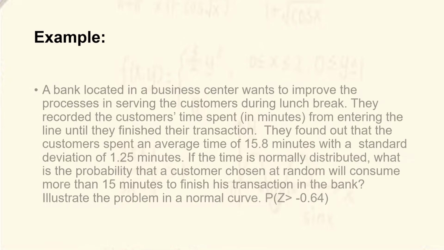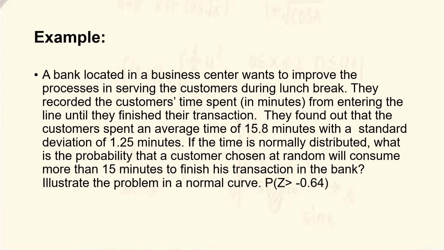For example, a bank located in a business center wants to improve the processes in serving the customers during lunch break. They recorded the customers' time spent in minutes from entering the line until they finished their transaction. They found out that the customers spent an average time of 15.8 minutes with a standard deviation of 1.25 minutes. If the time is normally distributed, what is the probability that a customer chosen at random will consume more than 15 minutes to finish his transaction in the bank? Illustrate the problem in a normal curve. The probability z is greater than -0.64.